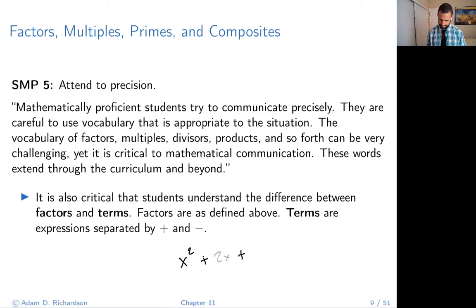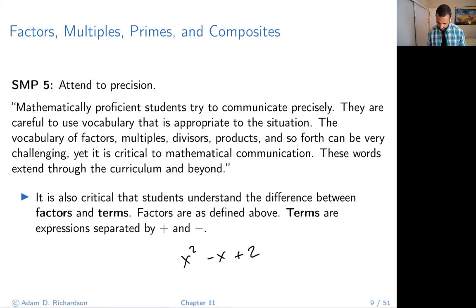Hold on a minute. Let me think about this for a minute. I want to pick something that's going to look nice here. So let's do x squared minus x minus x plus 2. Okay, I think that'll work.